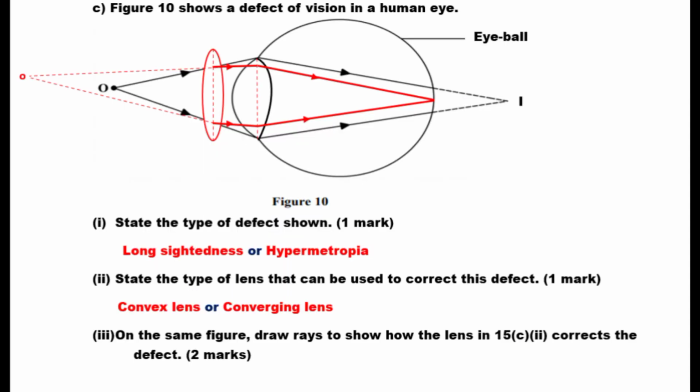So let's now proceed to question 15c. Figure 10 shows a defect of vision in a human eye.